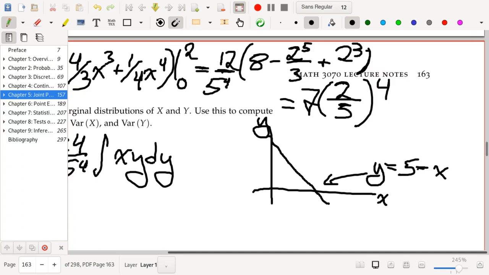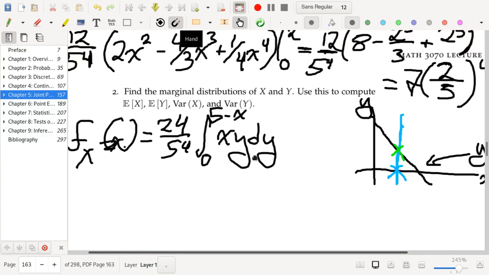So what that suggests is if we're going to be integrating with respect to y, we are fixing an x value. So x is treated as fixed. And since we're fixing an x value, we pass through at the lower end y equals 0, so that'll be our lower bound, and at the upper end, y equals 5 minus x. So that will be the upper bound. So there's our illustration and the resulting integral.